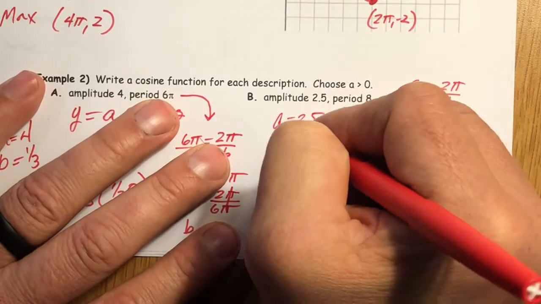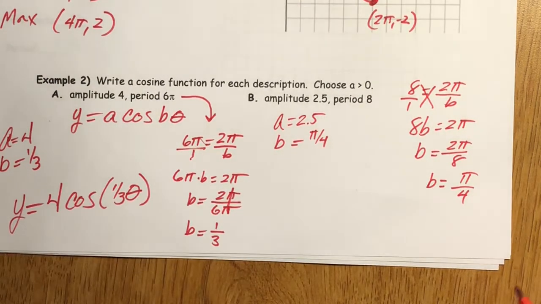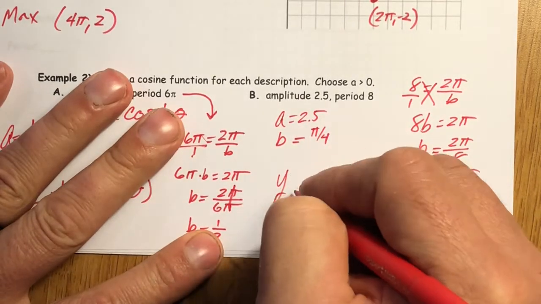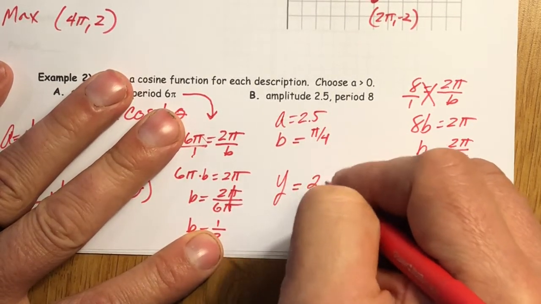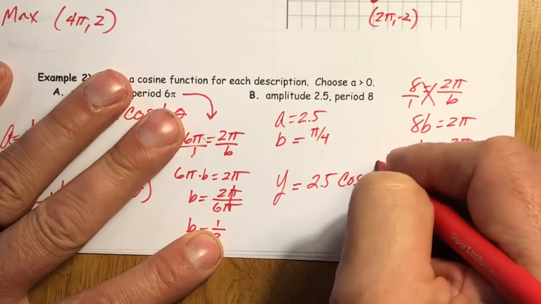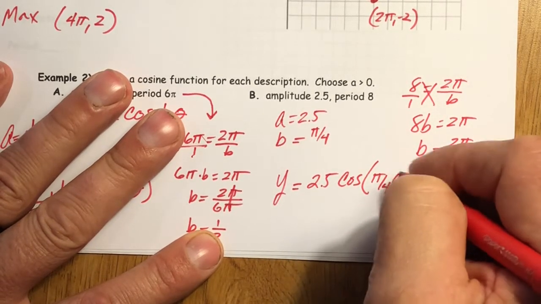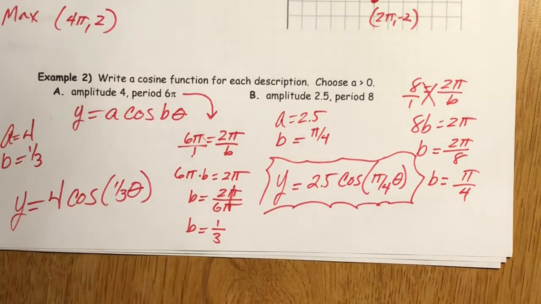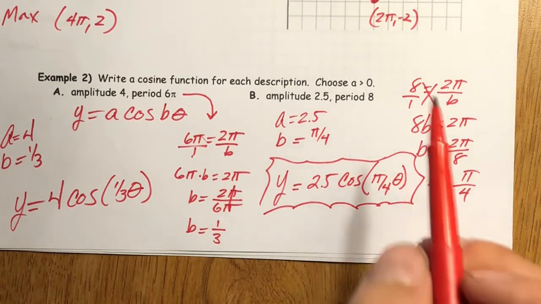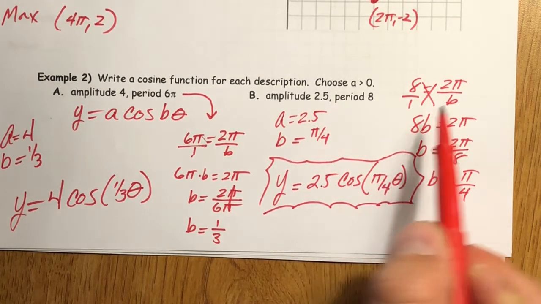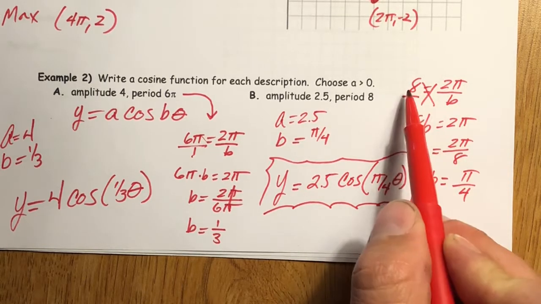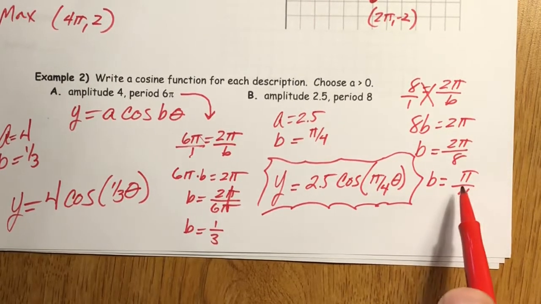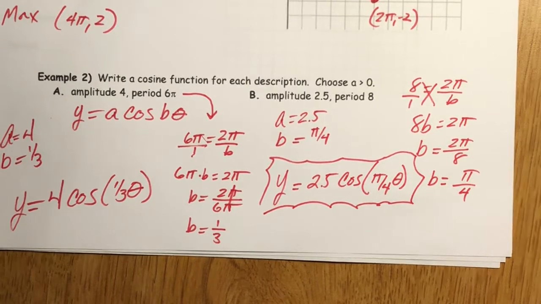It's okay to have pi over 4 or pi as your b value. So here we go: y equals 2.5 cosine pi over 4 theta. There you go. The hardest part is finding the b value, and even that's not too hard. As long as you know how to set that equation up and find out what your b value is, you're good to go. Good job, guys.